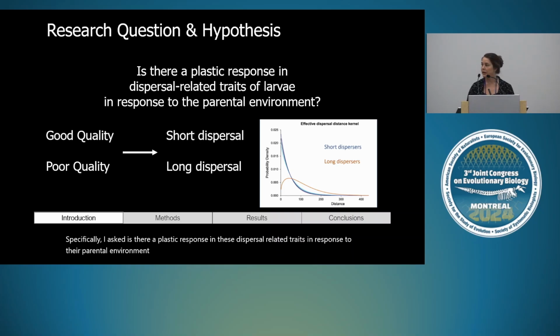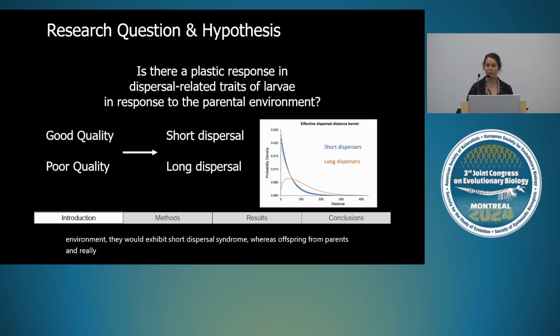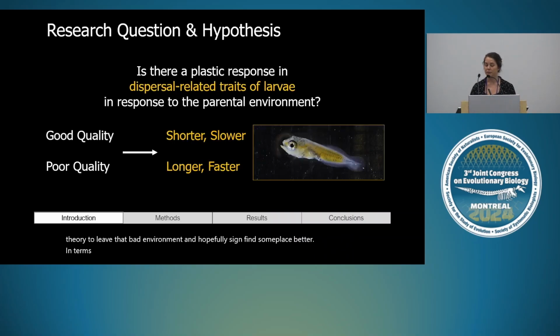I predicted that offspring that come from a really good quality environment would exhibit short dispersal syndromes, whereas offspring from parents in really poor quality environments would exhibit a long dispersal syndrome, right? In theory, to leave that bad environment and hopefully find someplace better. In terms of the dispersal-related traits, I'm expecting a plastic change between shorter, slower larvae and longer, faster larvae.